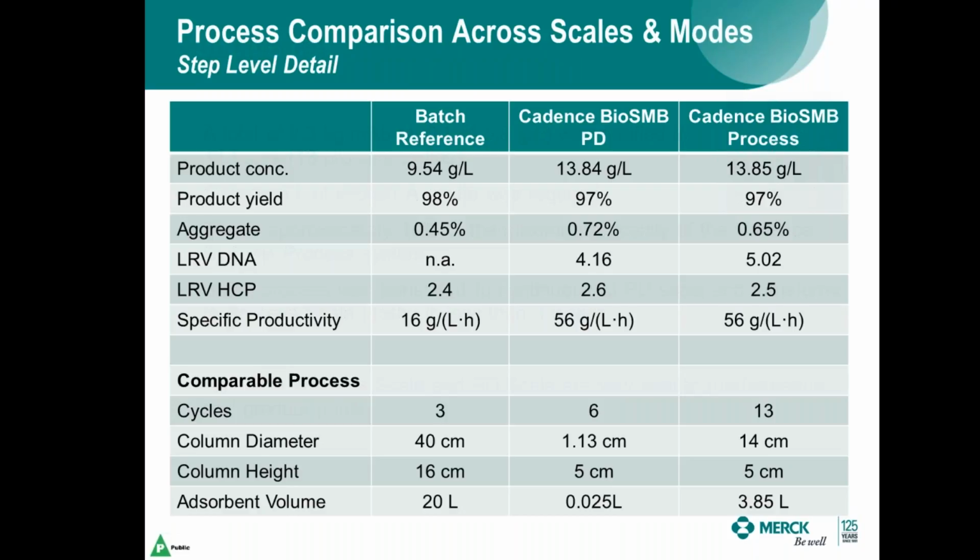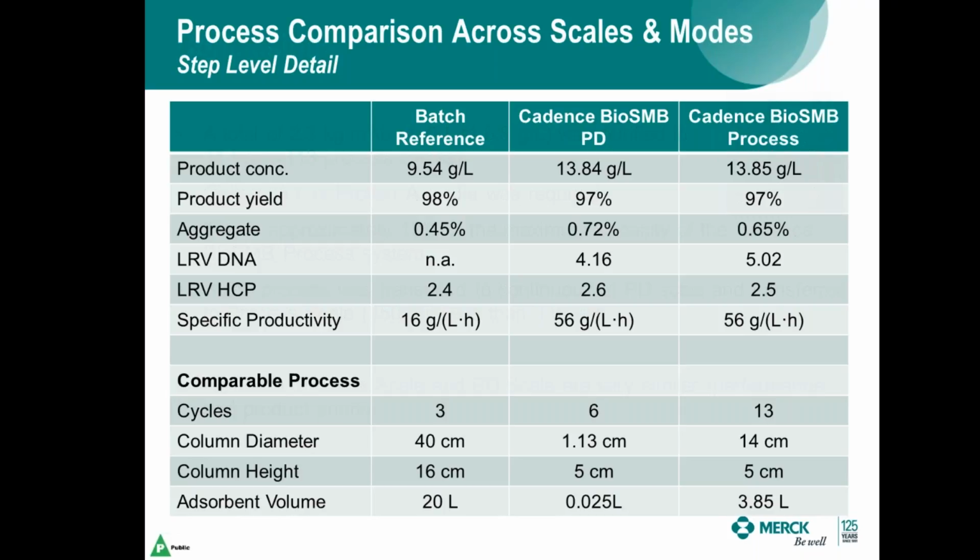This is basically a summary, again, showing the scale up from the PD to the process system, the Cadence BioSMB technology, in reference to the batch process. So here we were able to increase the product concentration by overloading the columns from 9.5 grams per liter up to 13.8 grams per liter, and very consistent between the two scales. We also had very consistent yields at 97%. And again, as discussed previously, very indistinguishable aggregate, DNA clearance and HCP clearance.